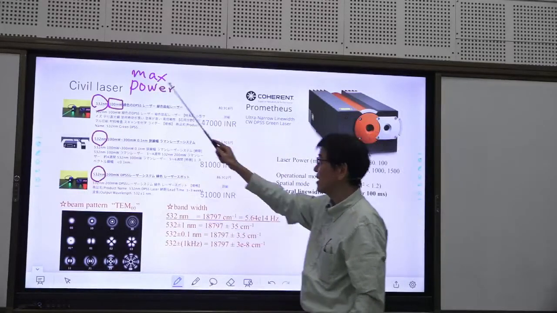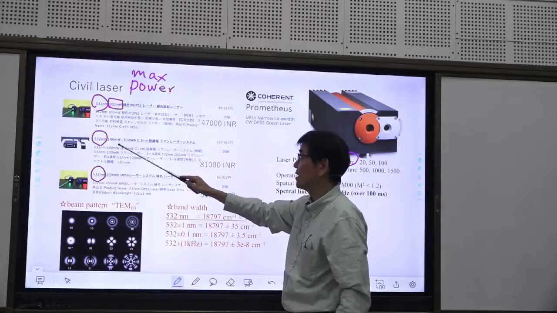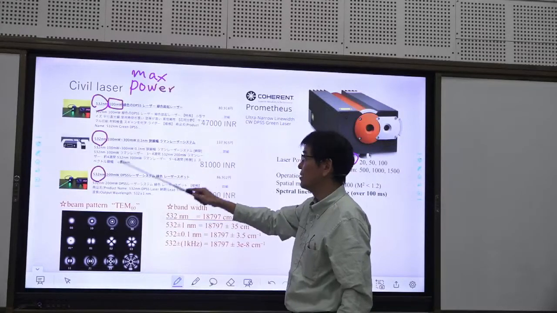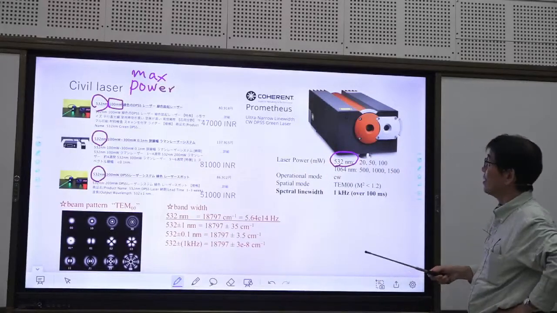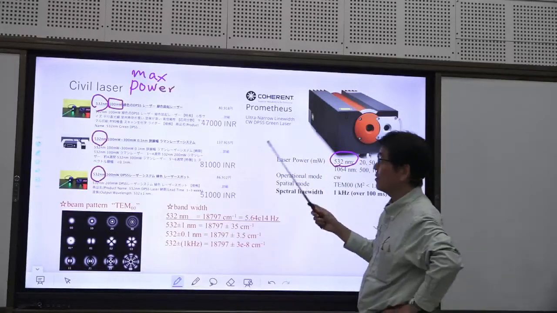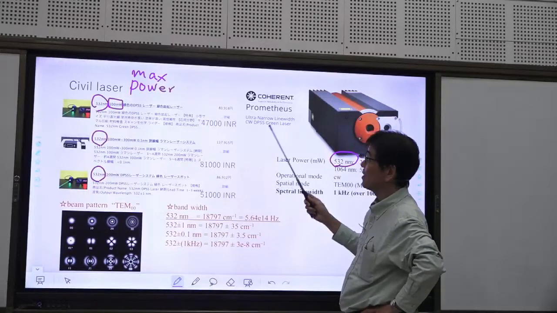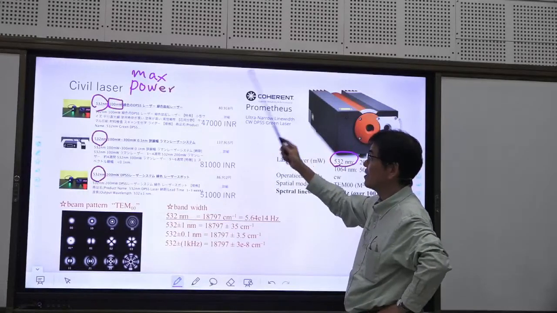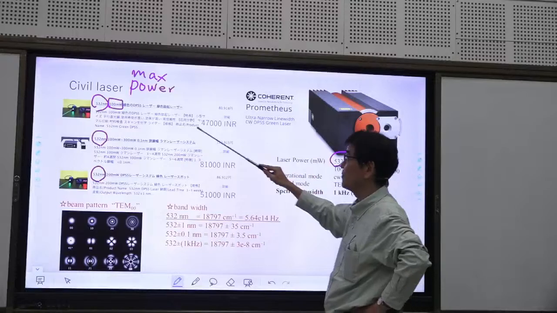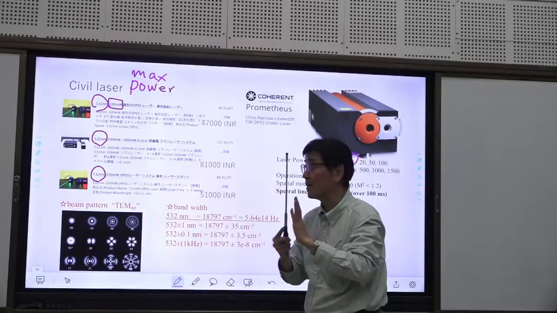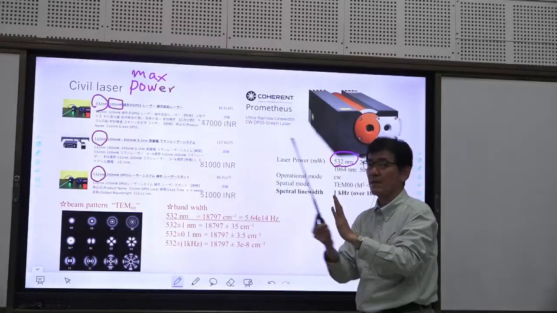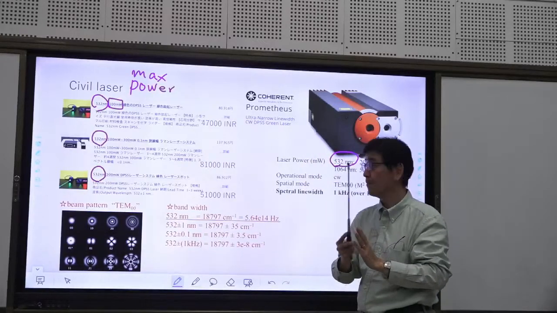In this case, 100 milliwatt, 100 to 300 milliwatt, 200 milliwatt. Okay, also the price is related to line width, energy width of the laser line. Narrower is better for the Raman spectroscopy.